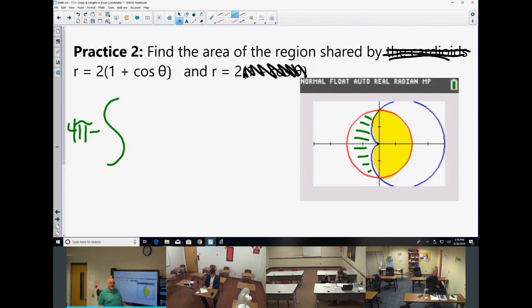Well, now I use the formula that I had. And so it's going to be 1/2, the big R squared is the red, the little r squared is the blue. Okay? So what would be my limits of integration? Think about what would be the angle that I would use to intersect both the blue and the red?